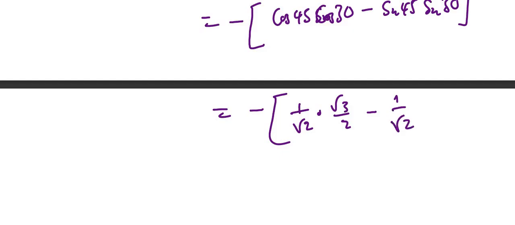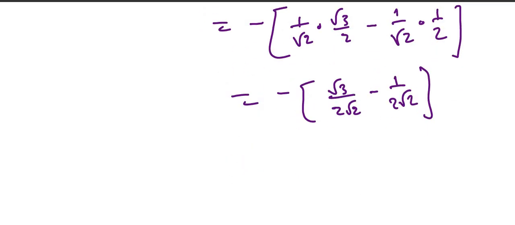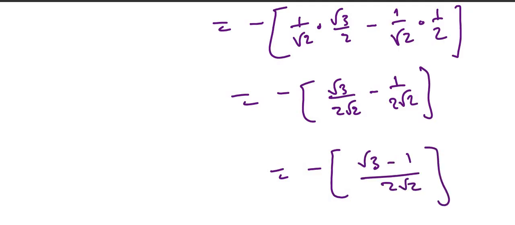This is 1 over root 2. Then this is going to be half. This will just turn out to be... I can just flip things. Hope you'll be able to see this. This is going to be root 3 over 2 root 2, then minus 1 over 2 root 2. So the negative can affect things. I'll carry the negative. I'll put it as root 3 minus 1, then 2 root 2. So this is your cos 105. This is what we got.